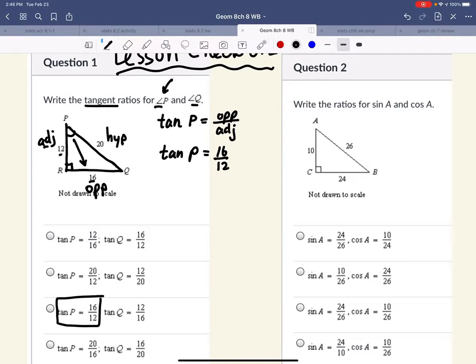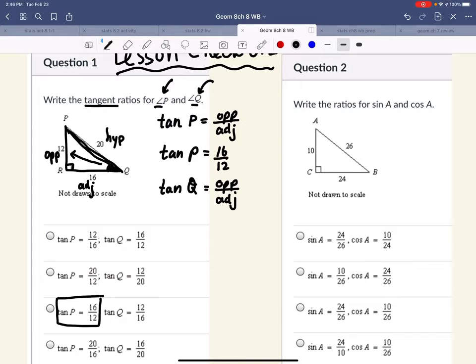Okay, so now they're asking for what is the tangent of angle Q? So starting over, or I could redraw the shape somewhere else. If I have a right triangle, and my reference angle is Q, then this is my opposite side, right? This is my hypotenuse, and the last side is my adjacent. So the tangent of angle Q would be equal to opposite over adjacent based on my formula. So that means the tangent of angle Q would be the opposite 12 over the adjacent 16. And I found my answer.